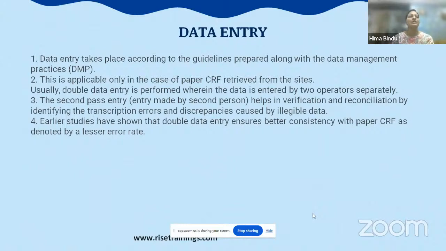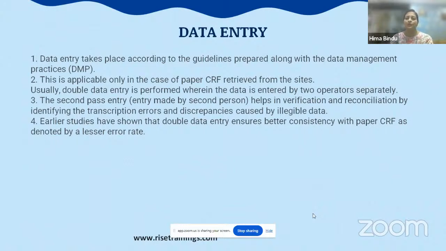Here you must be getting a question: what are the general queries that will be raised, and how will the data be cleaned? I'll give you a simple example. Say they have asked for the body weight of the patient. In the CRF, if you just write 50, we don't know whether that 50 is pounds, milligrams, kgs or grams. That's why the unit should be mentioned very properly.